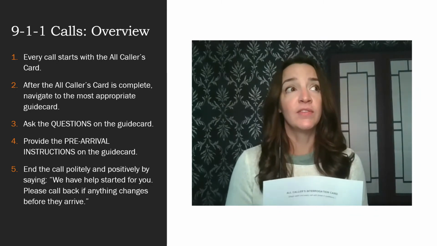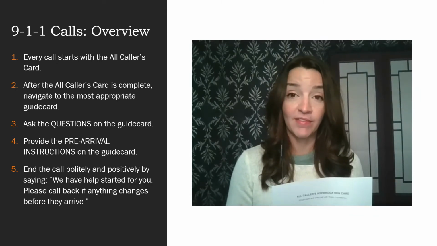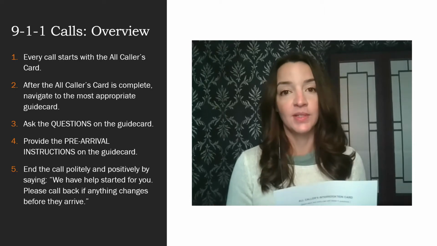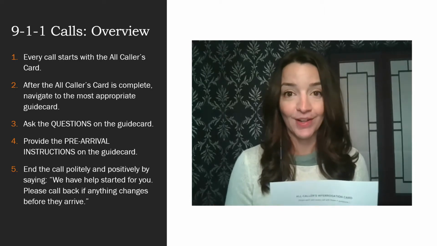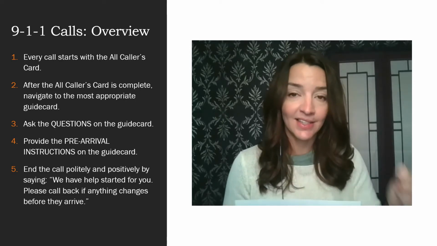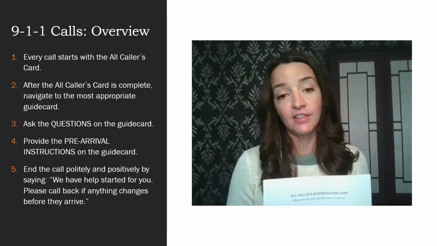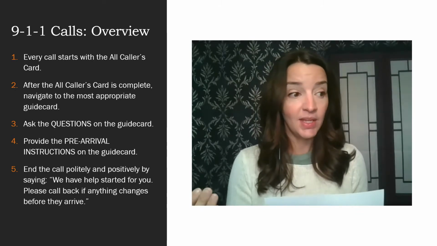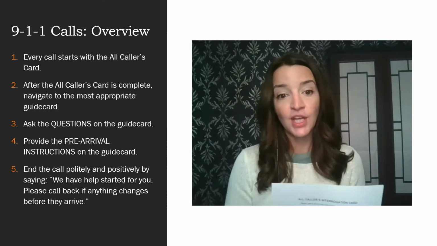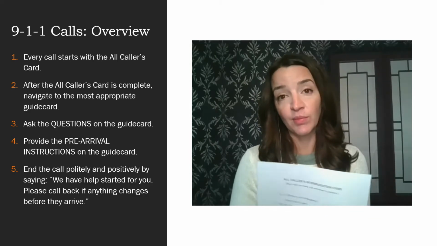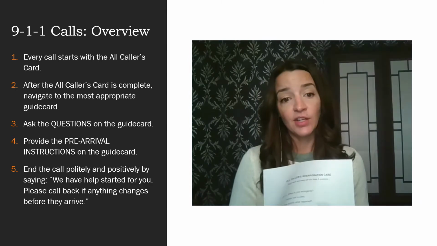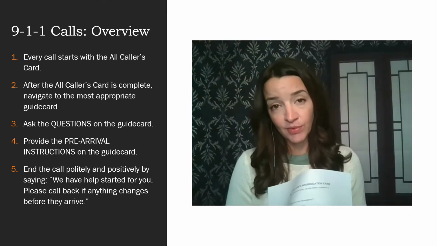So a sort of nondescript way to tell them that you have begun the call for them is to say, we have help started for you, because that's a very broad sort of act. So helping start a call for them could mean just putting the call into the system, could mean sending it to the dispatcher. So we have help started for you is just sort of a broad way to let them know that you're acting on their call. And then you're going to say, please call back if anything changes before they arrive.